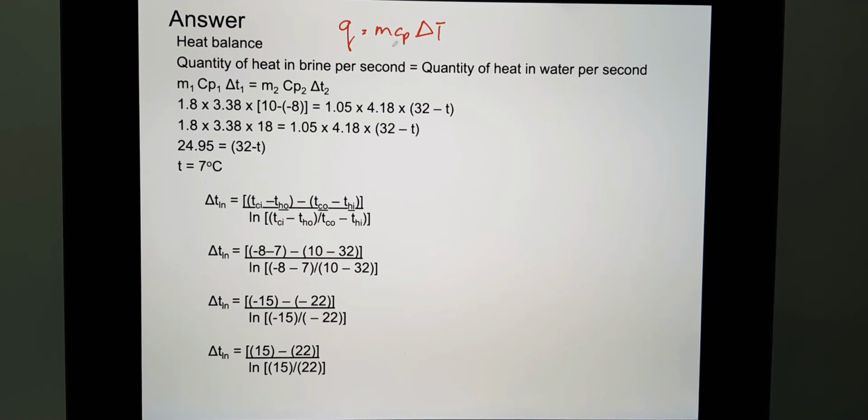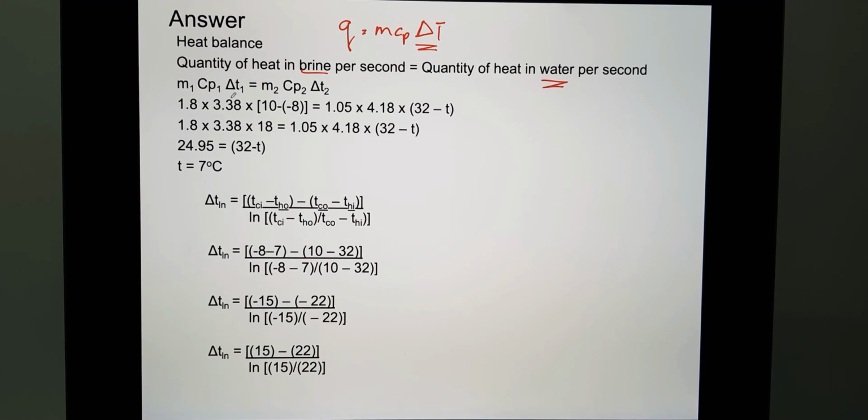Okay. Why is this one delta T? Because we have one side for brine and the other side for water, and each of brine and water should have 2 sets of temperature, not 4. LMTD is 4 temperatures. Okay, so on your left hand side is the quantity of heat in brine per second, and on your right hand side is the quantity of heat in water per second. So equalize both by using the equation Q equals mCp delta T.